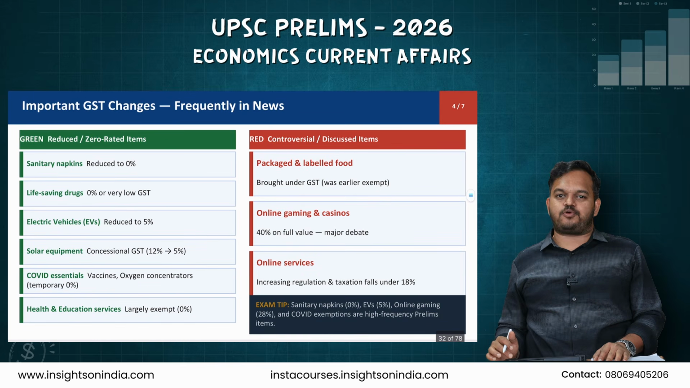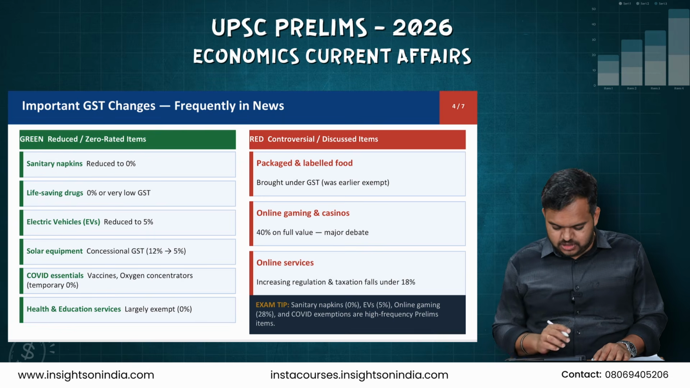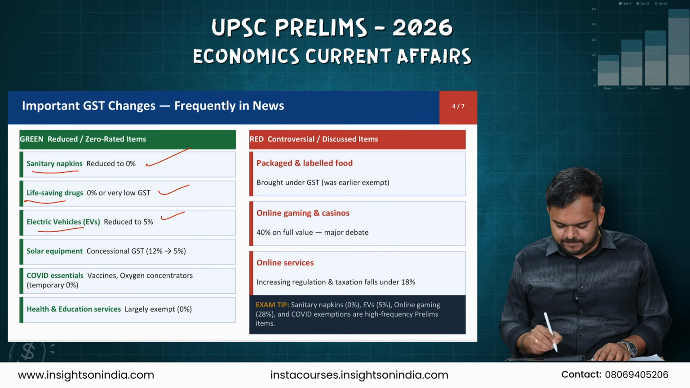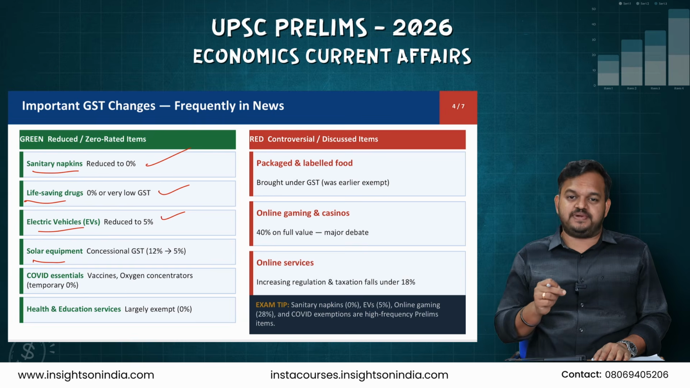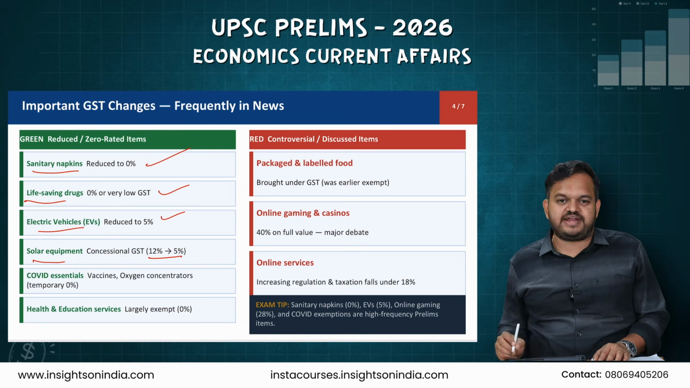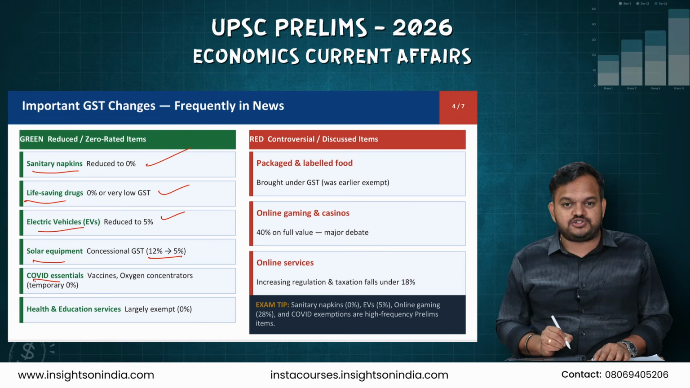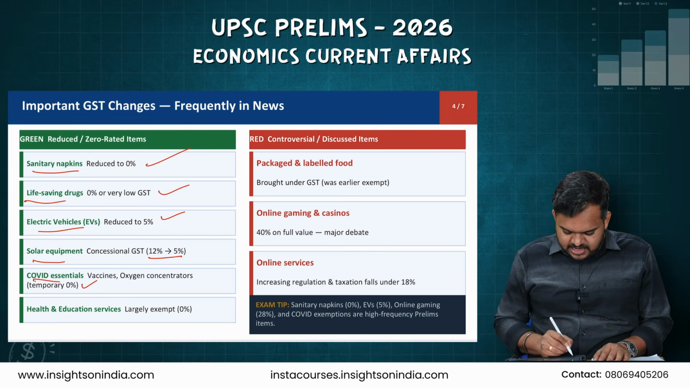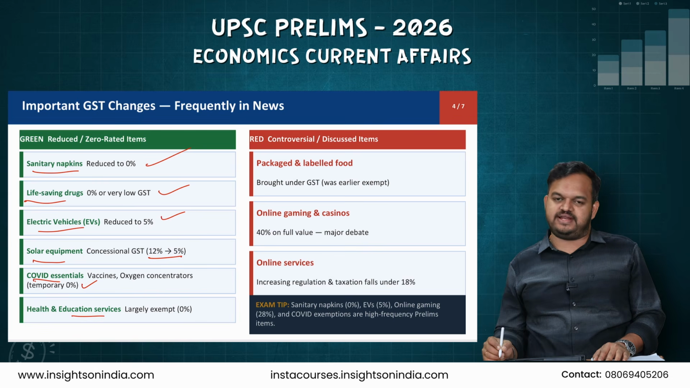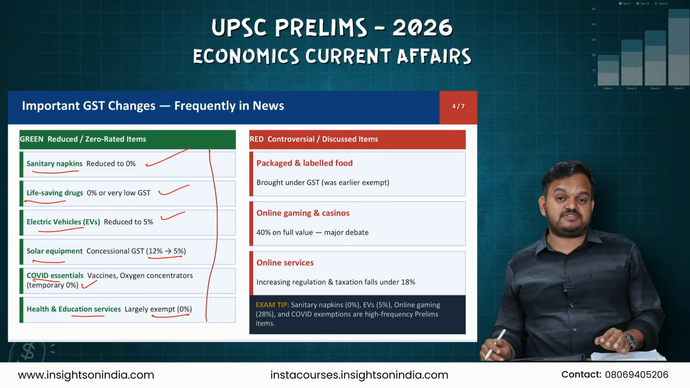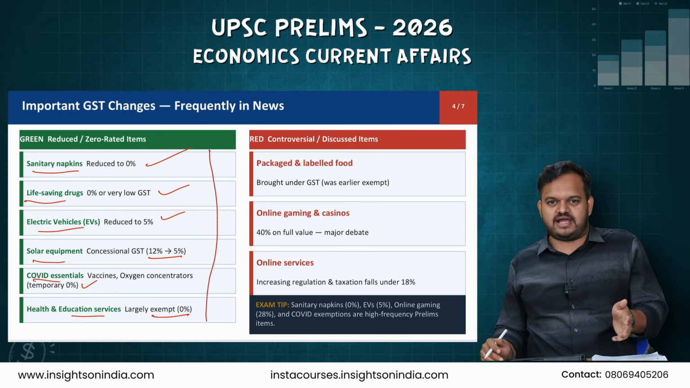There are some important products which you must know because these are in the news. Sanitary napkins 0%, life saving drugs 0%, electric vehicles again GST reduced to 5%, solar equipments, the GST rates have been moved from 12% to 5%, right. COVID essentials again 0%, right? Health and educational services, if you want to take admission into any college for academic purposes, GST will be 0. Similarly for health treatment. These are important items you must know. Maybe UPSC is fond of asking about products which are in the news and which slab they belong to.